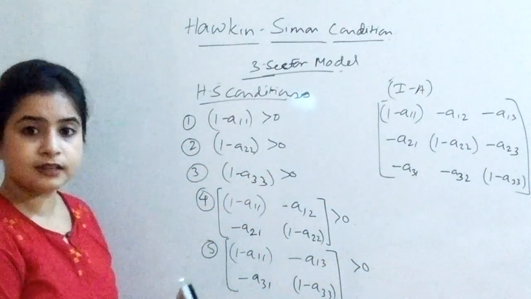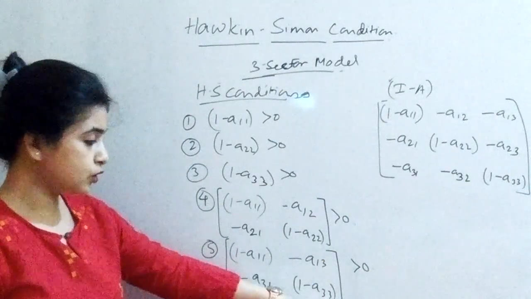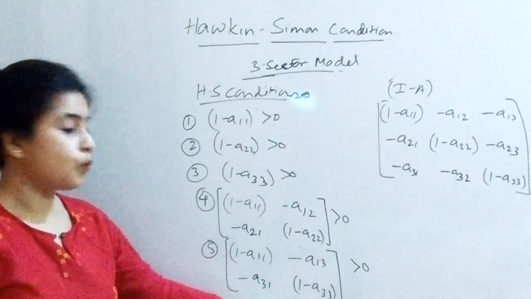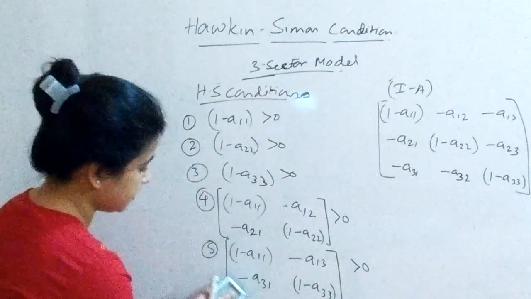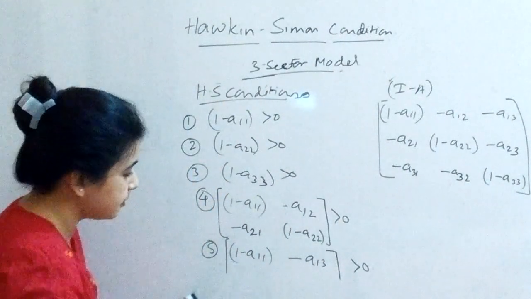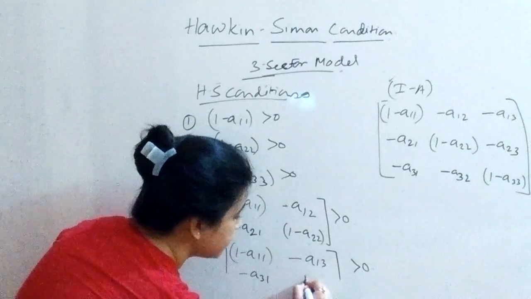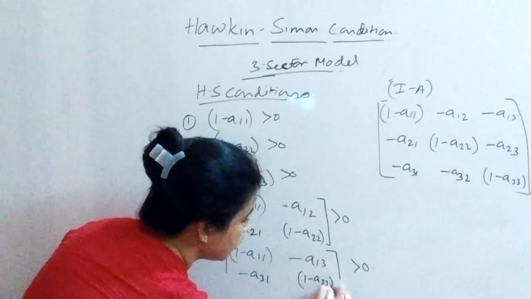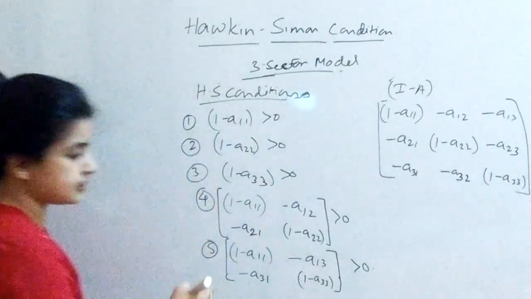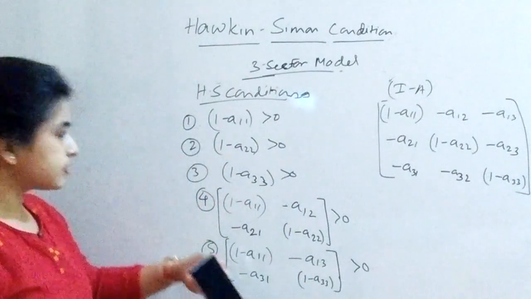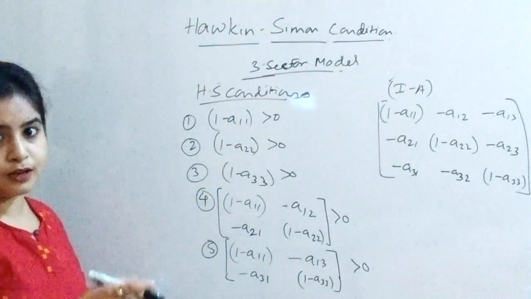Okay, I hope you can see here. So here we have 1 minus A33. I'm writing this line a bit above. Okay, so here we have A31 and 1 minus A33. This is our fifth condition for the three-sector model.